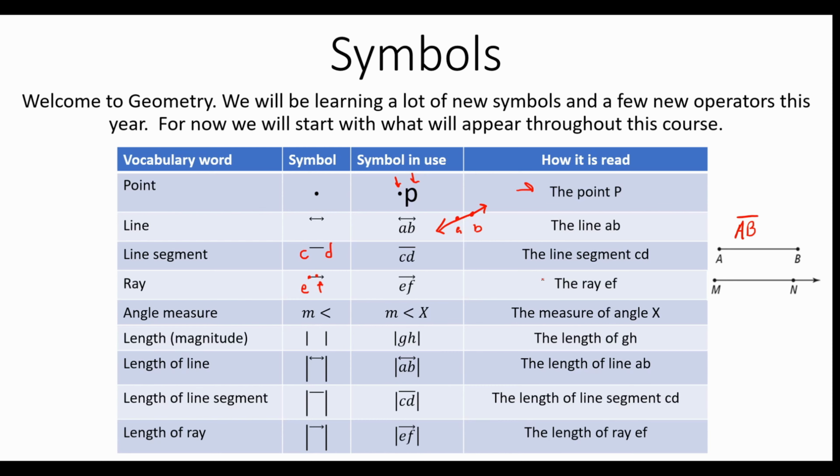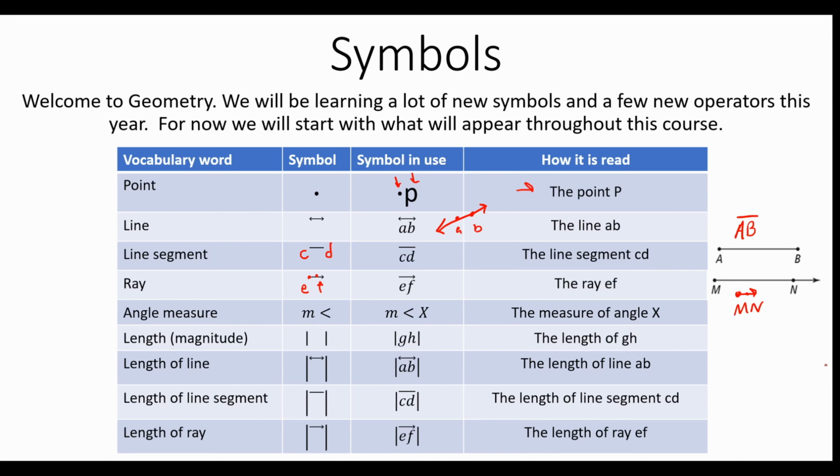It's a little easier to see here. I would call this ray MN. So it has a defined originating point at M, and somewhere along that never-ending line heading off to the right, I have point N as well. All right, so those are the types of lines that we'll be using in the class.